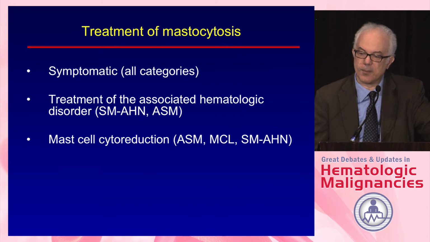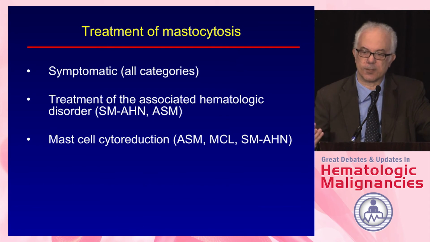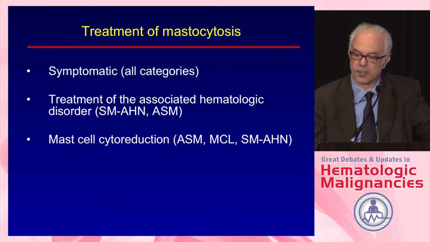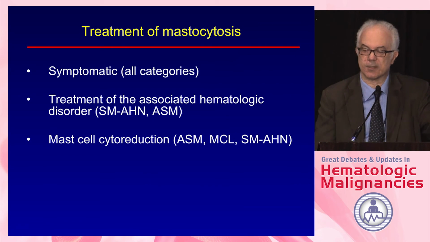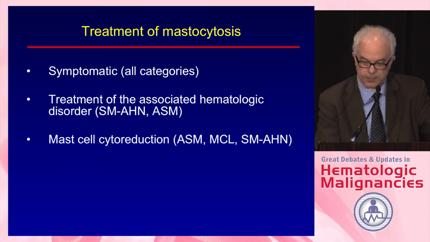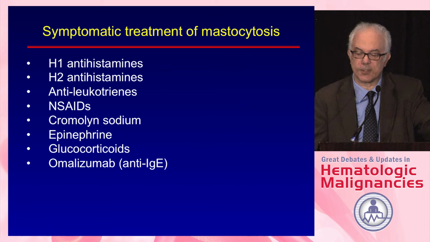The treatment has 3 major categories. We treat all patients with symptomatic management with anti-mast cell mediator treatment. And if they have an associated hematologic disorder, that disorder needs to be treated according to the guidelines of that particular disorder. Mast cell cytoreduction is indicated for patients with more advanced forms of the disease, such as aggressive systemic mastocytosis and mast cell leukemia. In terms of symptomatic treatment, we use second generation H1 antihistamines, like fexofenadine or cetirizine, combined with H2 antihistamines, such as ranitidine, antileukotrienes, such as montelukast, and NSAIDs. Aspirin can be used in some patients, blocking prostaglandin. Oral cromolyn sodium can be helpful in patients with more gastrointestinal problems, such as diarrhea.